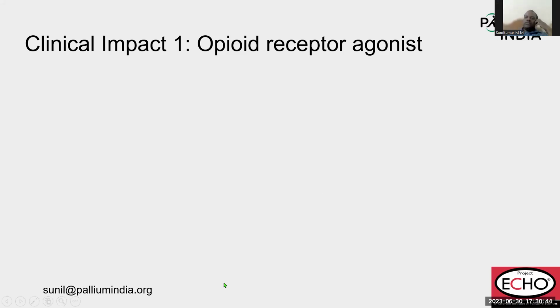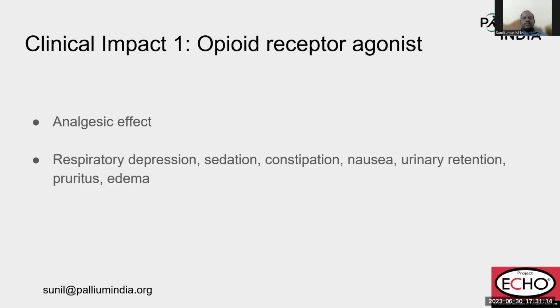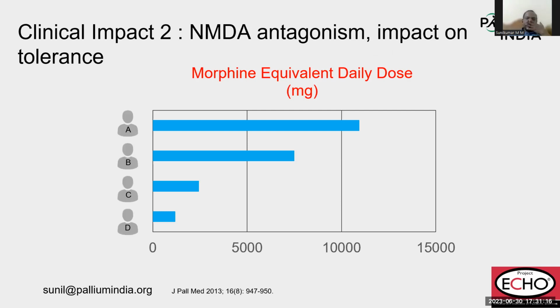So we will see what the clinical impacts are due to the action of methadone on receptors and other mechanisms. Due to the opioid receptor agonistic property, it can produce an analgesic effect. But you also know that when opioids act on opioid receptors, they also produce side effects like constipation, nausea, vomiting, all those problems. So that can also occur with methadone.